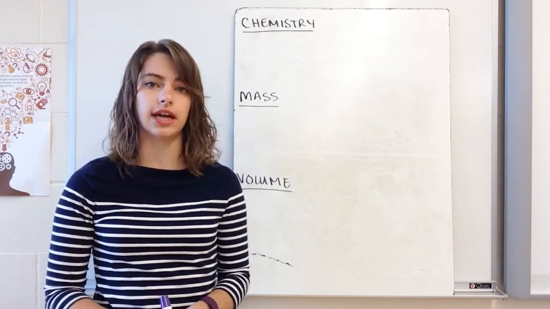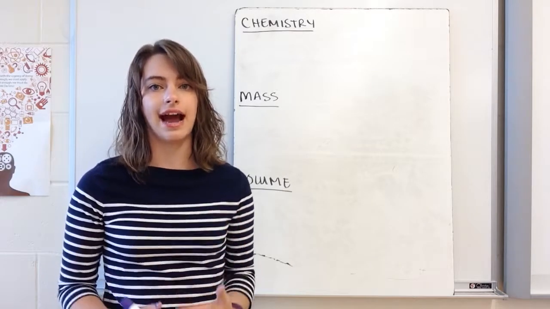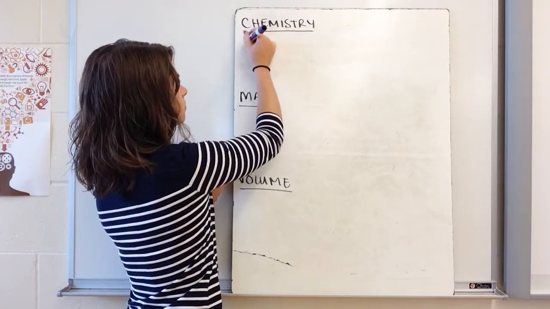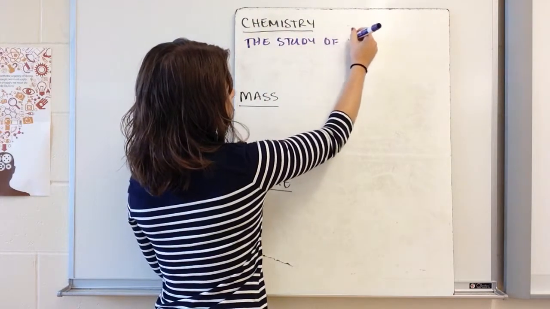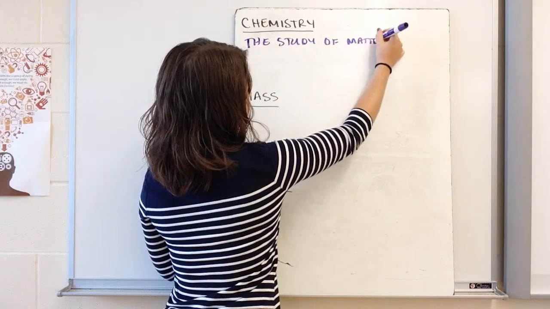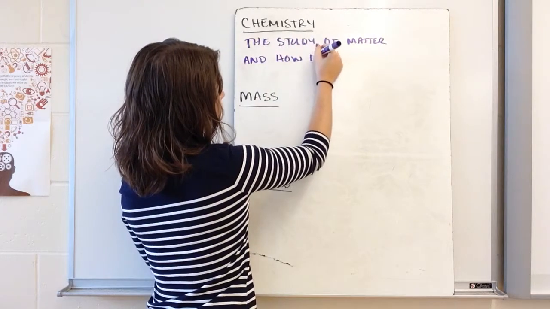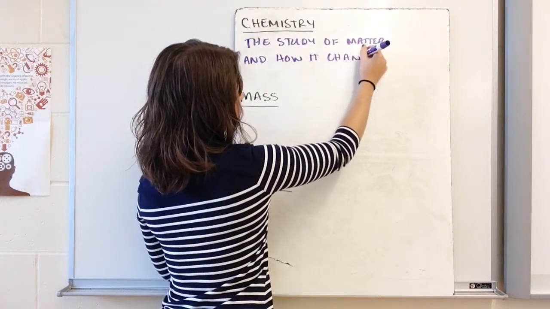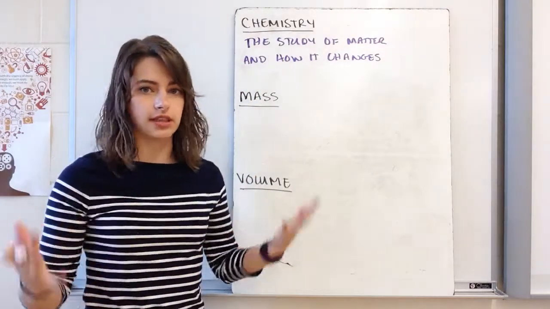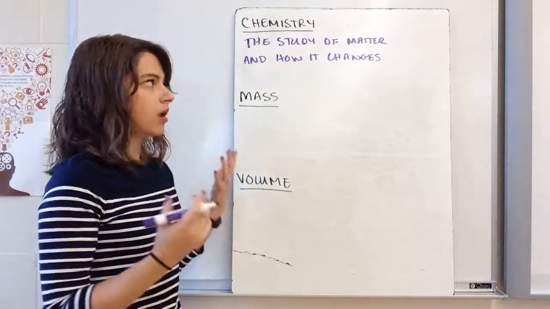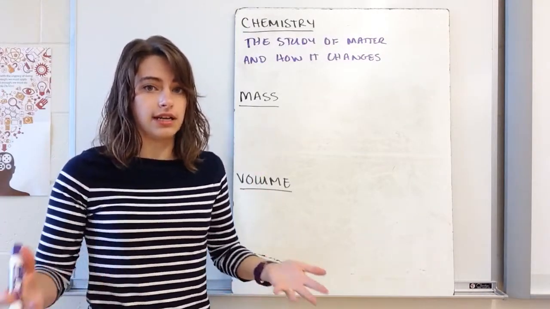Our first definition we're going to look at is the definition of chemistry. Chemistry is the study of matter and how it changes. So matter is the stuff that makes up our world. Everything is made up of matter. And we all know that matter changes. And so the study of chemistry is, what is that matter?